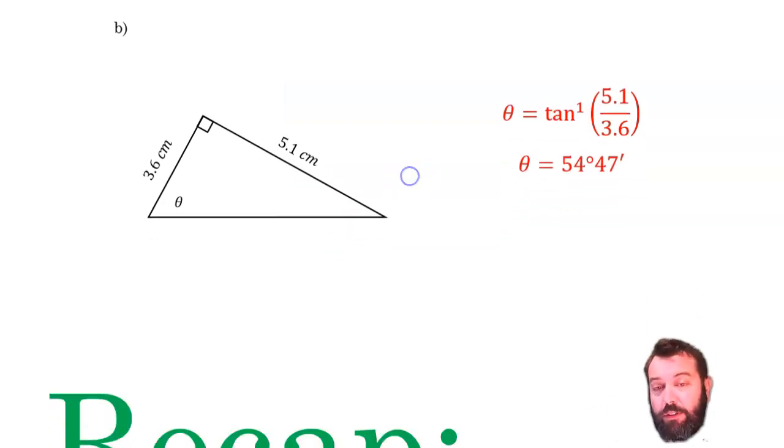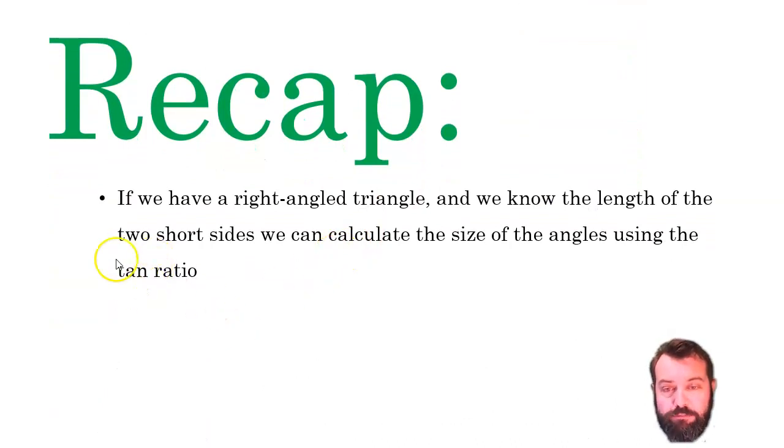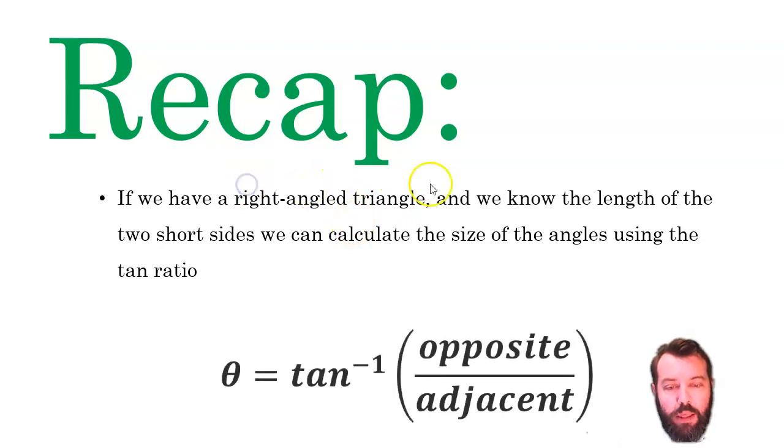Righto, that's it for using tan to find an angle. Just to wrap up what we did there, we need a right angled triangle, and if we know the length of the two short sides, that is not the hypotenuse, the adjacent and the opposite sides, then we can calculate the size of either of the angles using the tan ratio. And we do that this way, the inverse tan of the opposite over the adjacent.